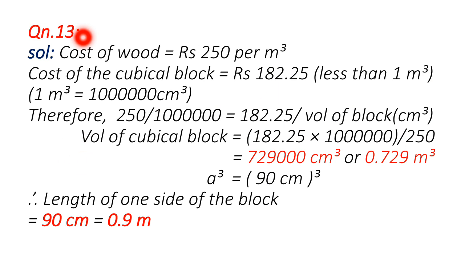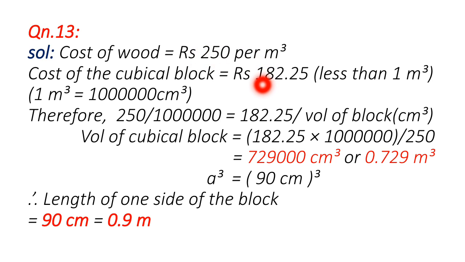For the question number 13, we have the cost of a certain type of wood, and the cost is given 250 rupees per meter cube. So here for the volume 1 meter cube we have to pay that cost 250, and we have bought a particular cuboidal block, and for that we have paid 182.25 rupees. So as you can see here, it is 250 for 1 meter cube.